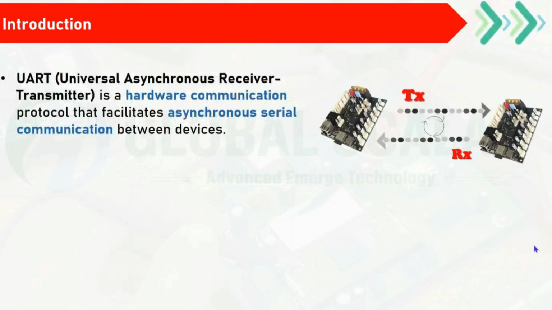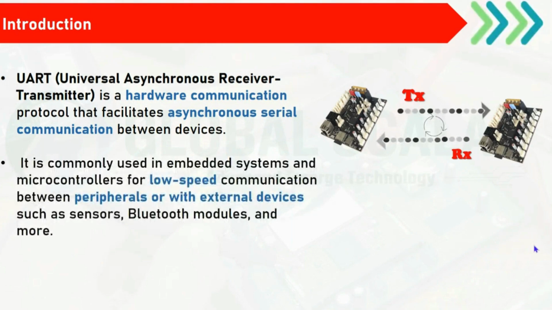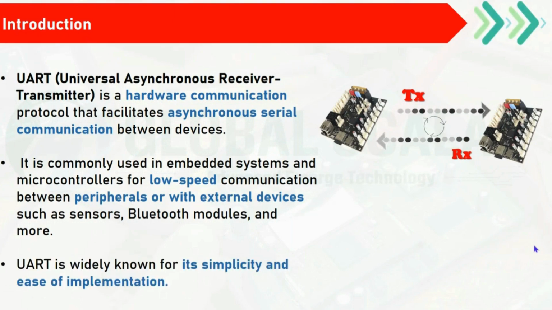Coming to the introduction, UART means Universal Asynchronous Receiver and Transmitter. It is a hardware communication protocol that facilitates asynchronous serial communication between devices. It is commonly used in embedded systems and microcontrollers for low-speed communication between peripherals and with external devices such as sensors, Bluetooth modules, and many more. UART is widely known for its simplicity and it is easy to implement.